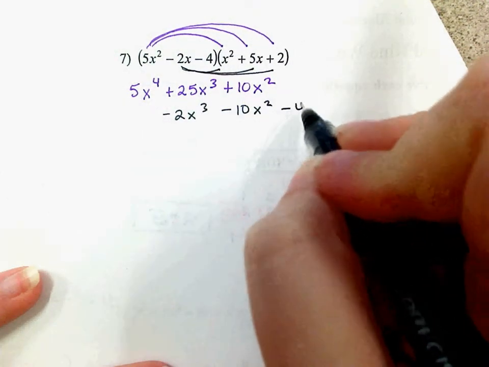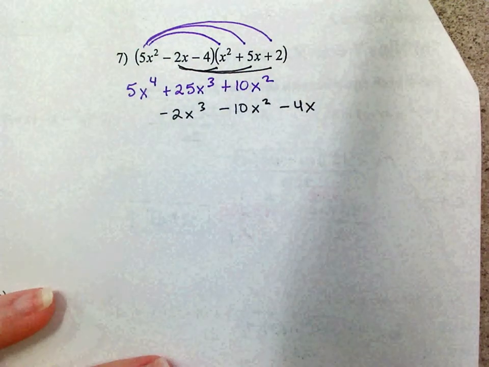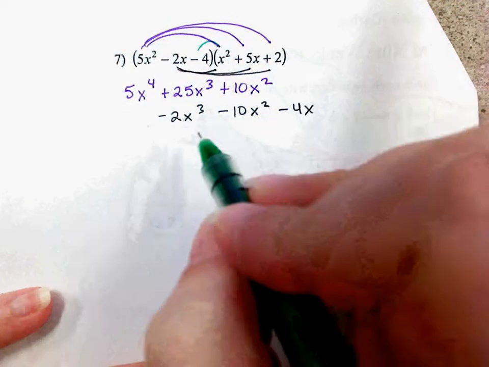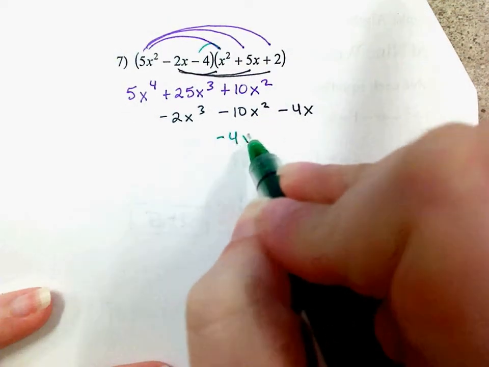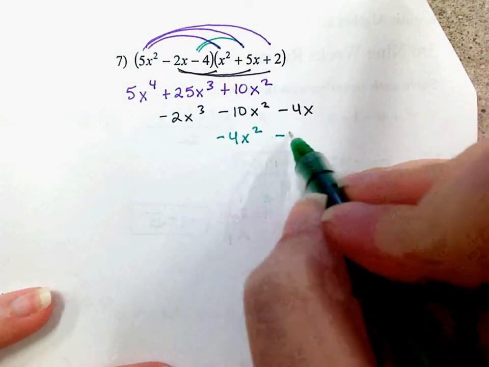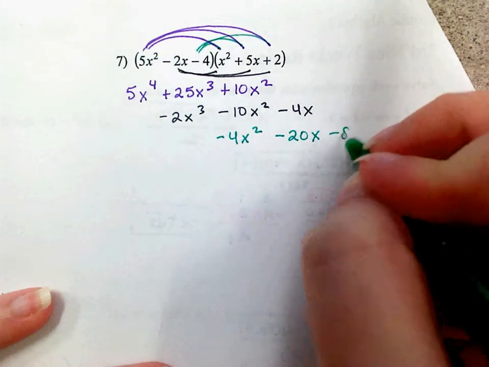Okay. What do I gotta do now? Negative 4? Negative 4 times x squared? Negative 4 times 5x? And then negative 4 times 2? And then I just, what?